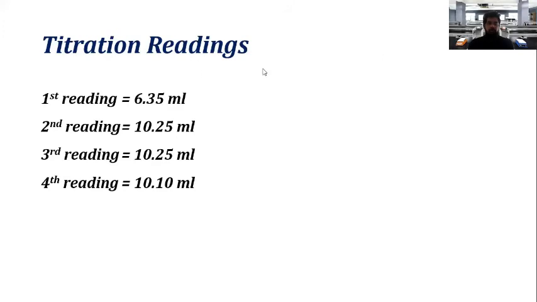And these are the titration readings. For the first titration, it consumed about 6.35 milliliters. Second reading, we got 10.25 milliliters. And as the third titration, we got about 10.25 milliliters. As the fourth reading, we got about 10.10 milliliters. Okay.